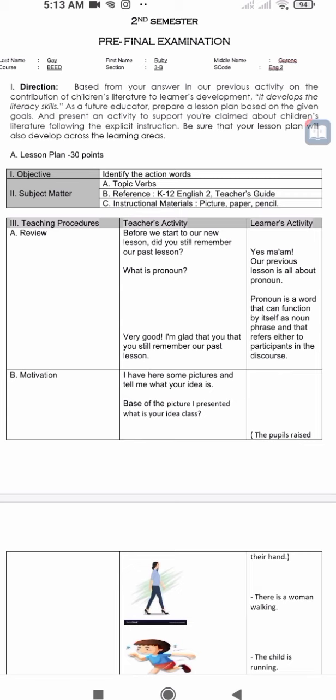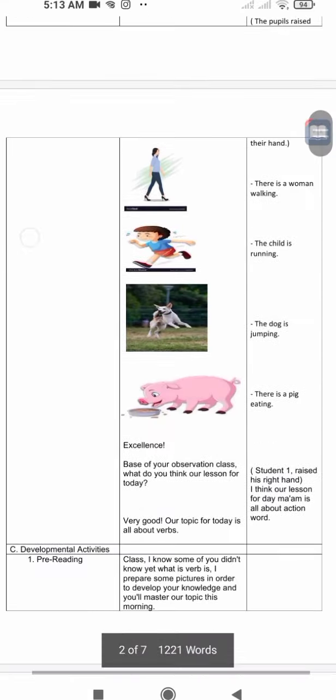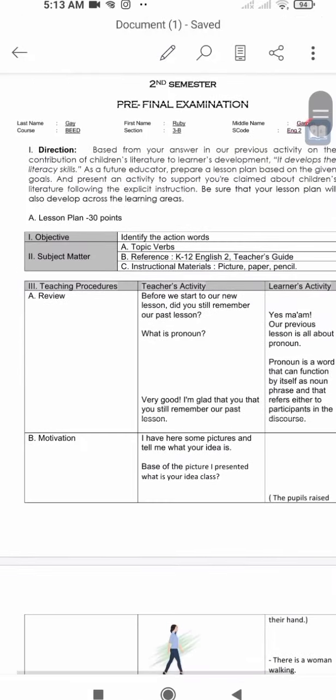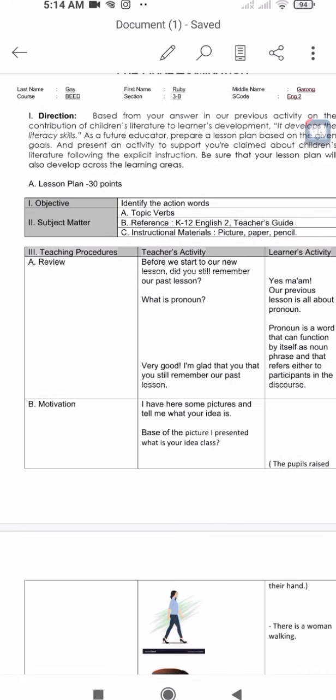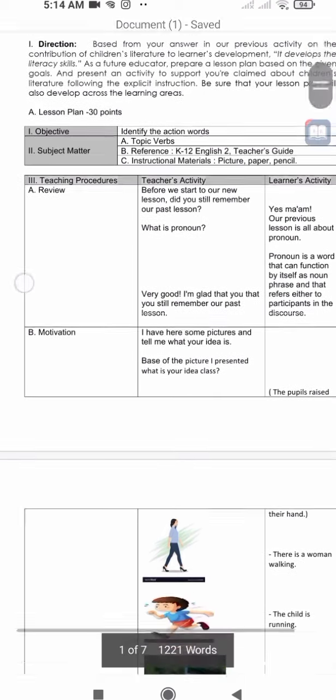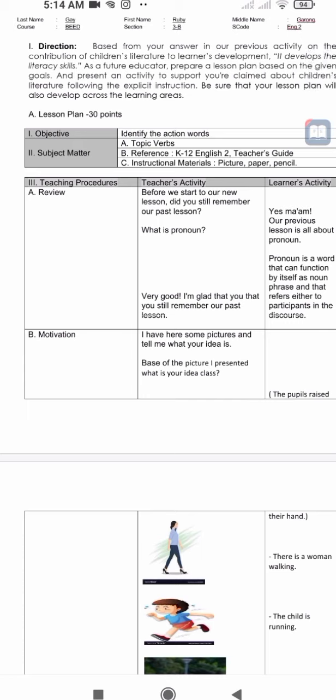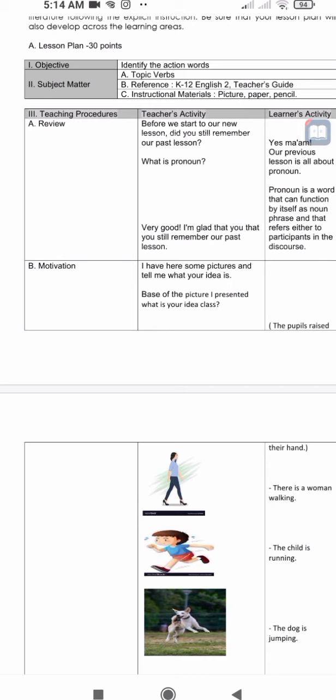Now, by the way, teaching procedure has 3 parts which are review, motivation, and developmental activities. In review, before the teacher discusses the new lesson, the teacher asks the students what the past lesson was. This also tests whether the students understood and listened to what they discussed. So for the motivation, the students get an idea or clue of what the topic is today. So the teacher presents pictures related to the topic.